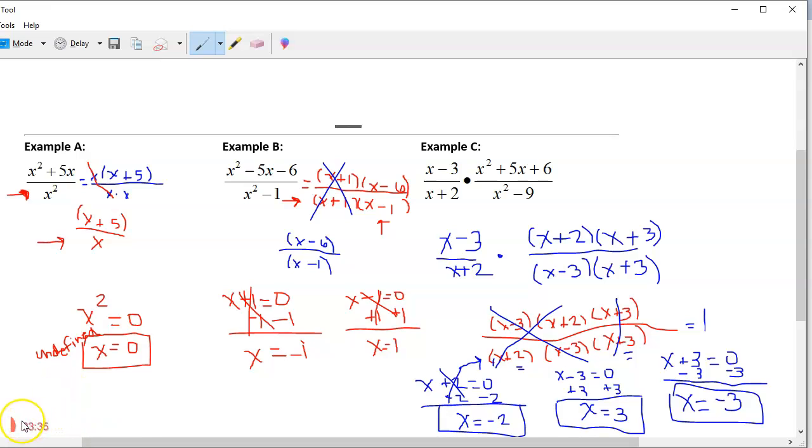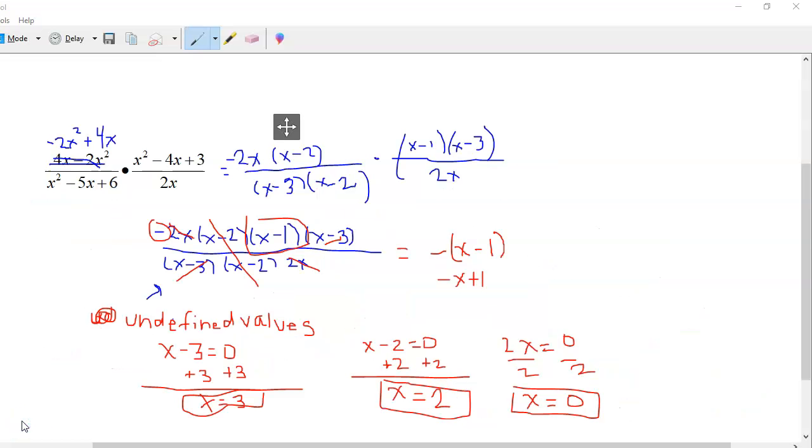Now, we're going to move on to example D. I want you to tell me what you got. Pause the video, try to find the undefined values in example D yourself, and then check your work. All right, did you get the undefined values of x equals 3, x equals 2, and x equals 0? If so, give yourself a pat on the back. You got it. If not, let's look at what happened.